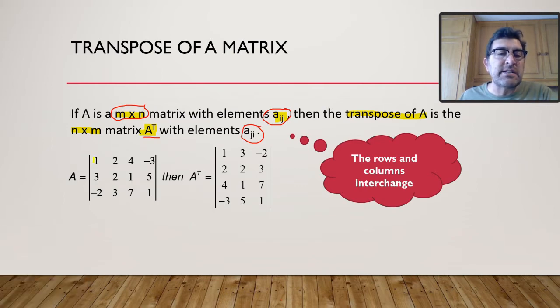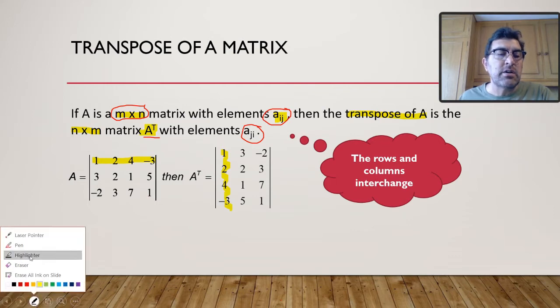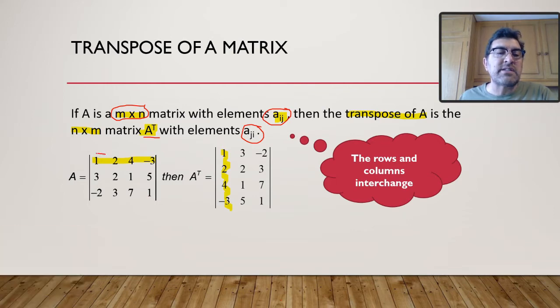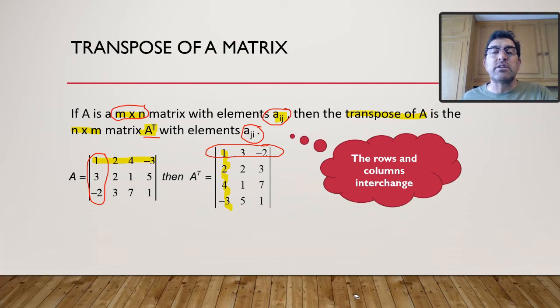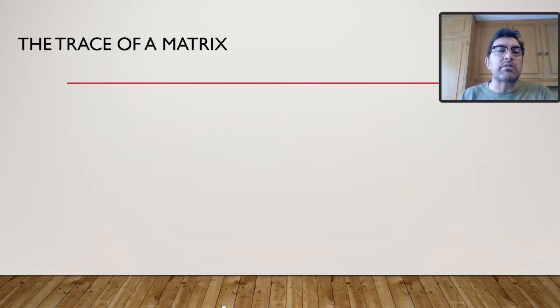Now let's see, the first row in the first matrix is the first column in the second matrix. Or, as I said, we could think about this as the first column here becoming the first row in the transposed matrix. So really all that a transposed matrix does is interchange rows and columns. Okay, so let's have a look.